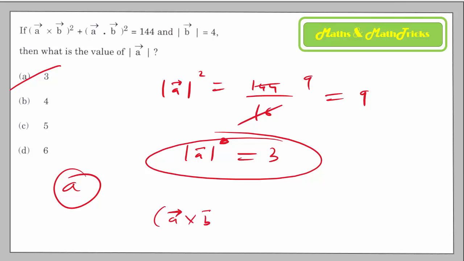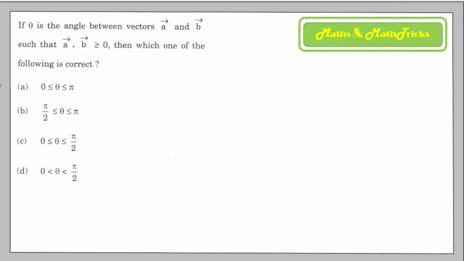So remember, student, this is a formula. A cross b the square plus a dot b the square, what is the formula? It's magnitude a square into magnitude b square. This is the formula you have to remember. Alright, coming on to the next question, conceptual.